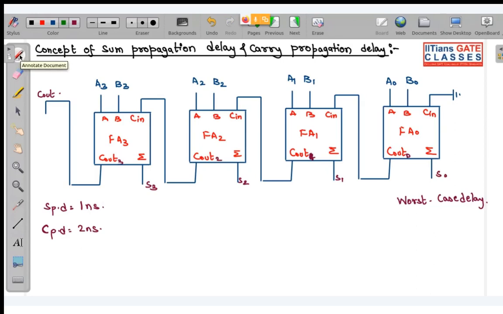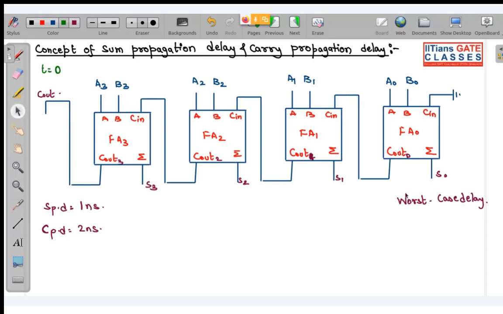Worst case delay means what? That all the full adders are suffering from delay. At every place you are getting the effect of delay. So now look very carefully. I apply the inputs at t equal to 0. Okay, at t equal to 0 I apply.